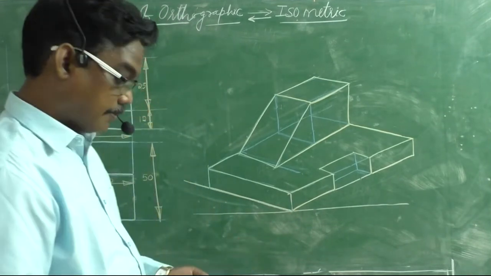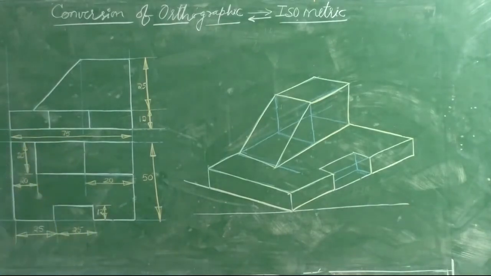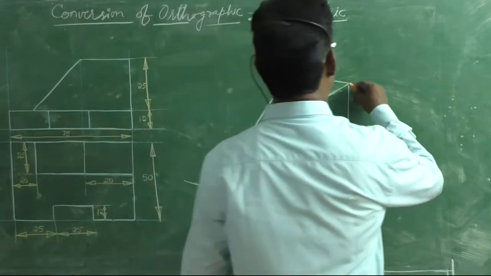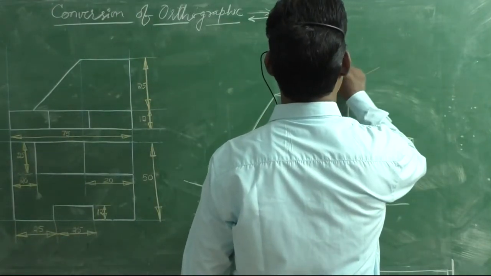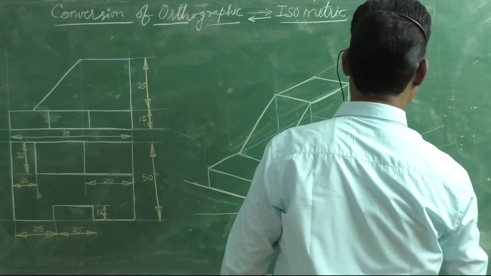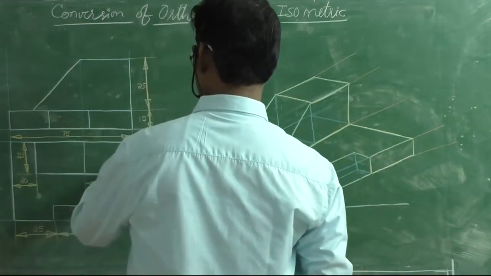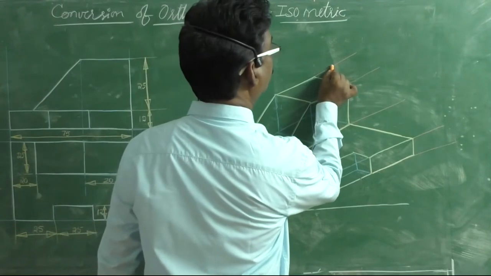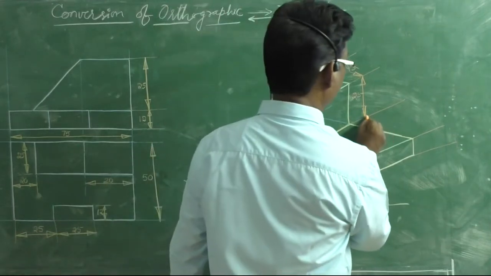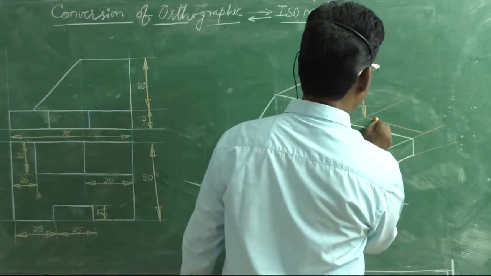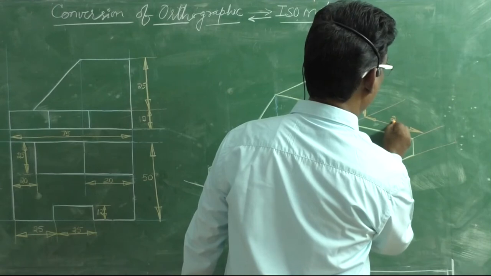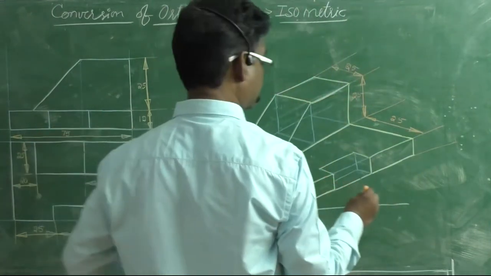Now give the dimensioning. Here, this one is 25, next one, this length is 25. And this thickness is 12.